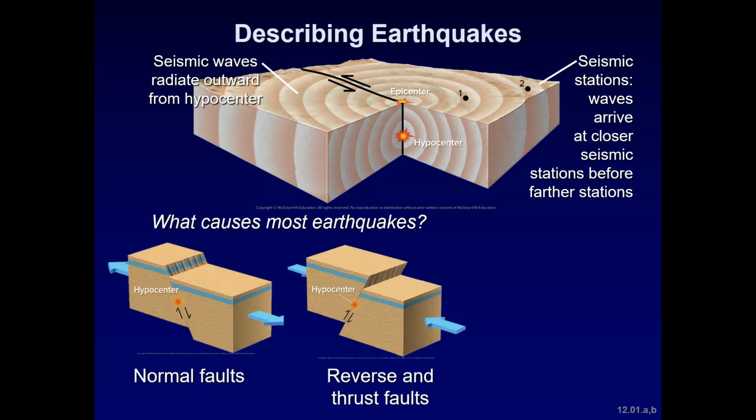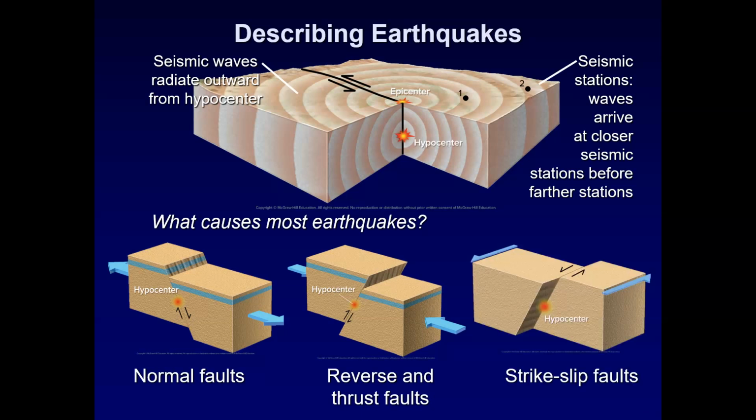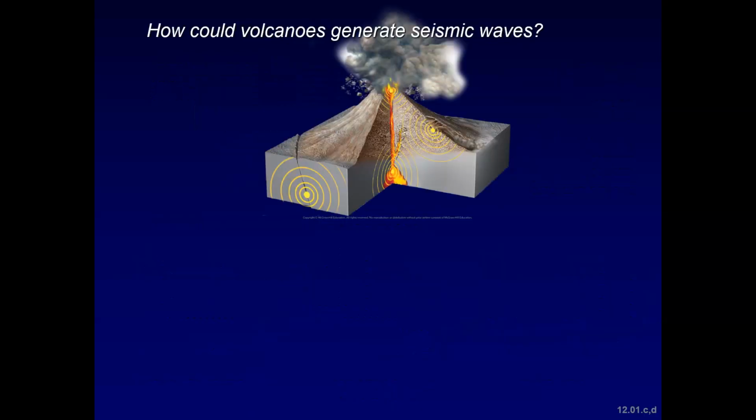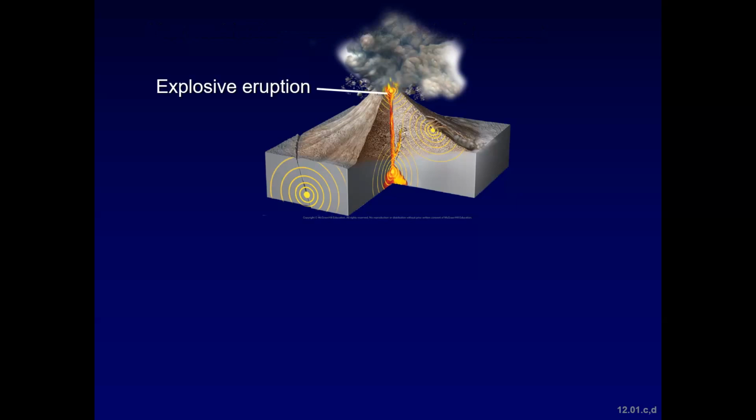So like I said, what causes most earthquakes is movement along faults, and that's an energy transfer. It could be a lot of different things in origin, but generically speaking, it's movement along faults. Volcanic activity can also generate seismic waves and result in earthquakes. You could have an explosive eruption that generates seismic waves, as does the movement of liquid magma.